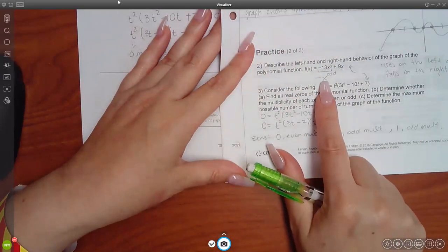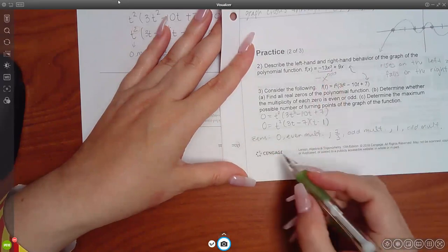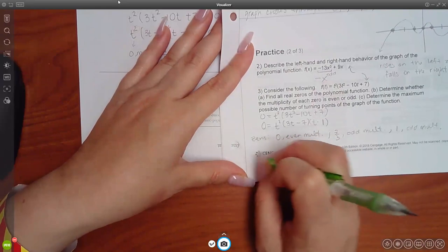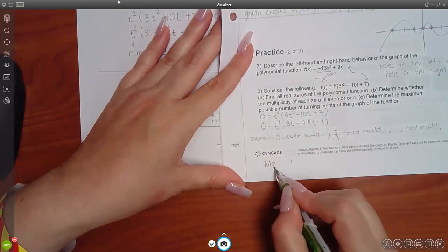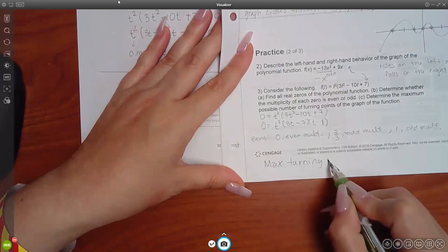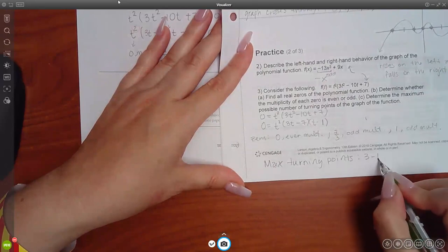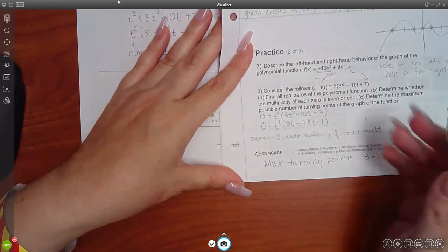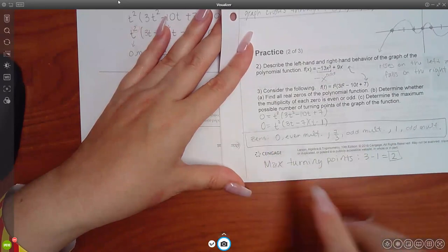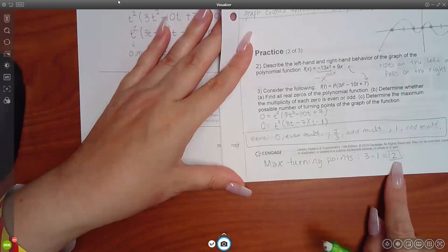You go back to this first guy. The highest exponent is a 3. So how many turning points? Only 2. So the max turning points is 3 minus 1, which is 2. Okay. And so we have answered all of their questions. This is part A and B together. And then this is part C.